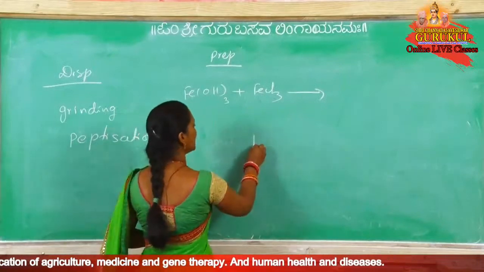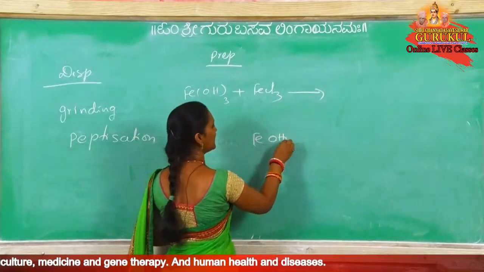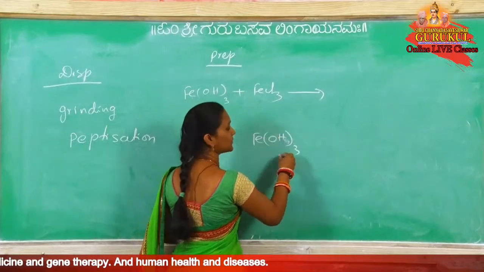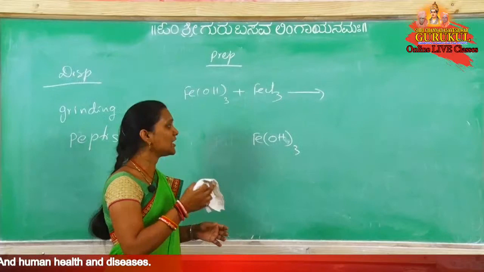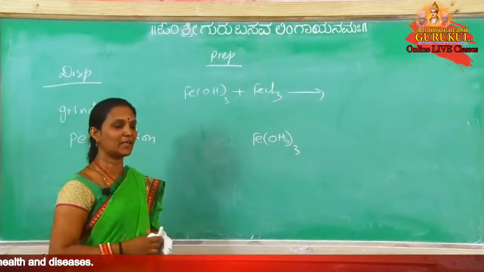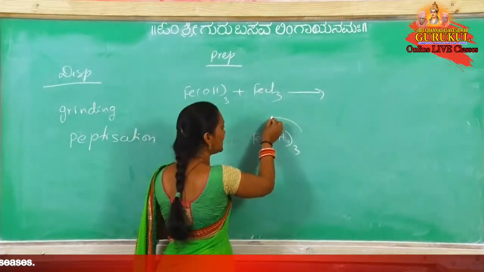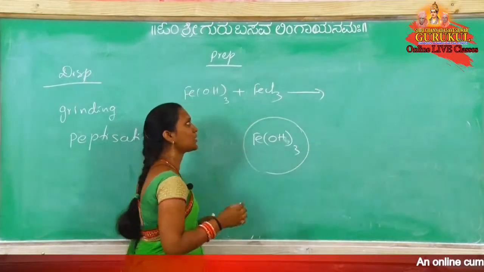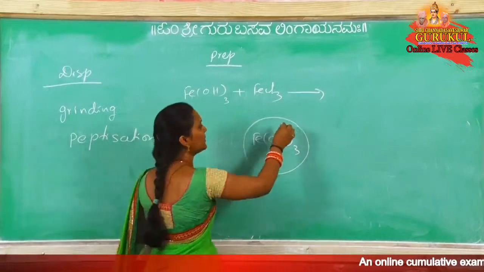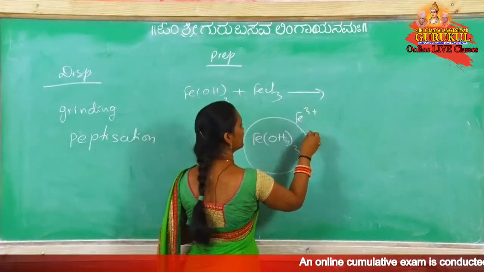Now, here Fe(OH)3 is a precipitate. If a suitable electrolyte, FeCl3, is added, the common ion is there. Now the breakdown of this precipitate takes place and each particle is surrounded by the common ion. What is that common ion? Fe3+.